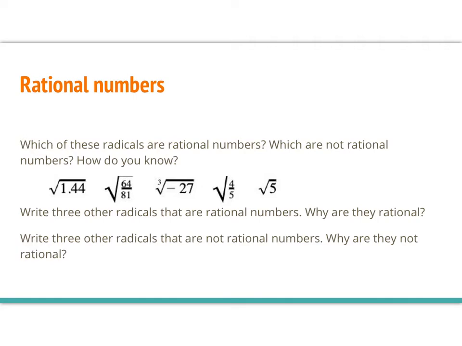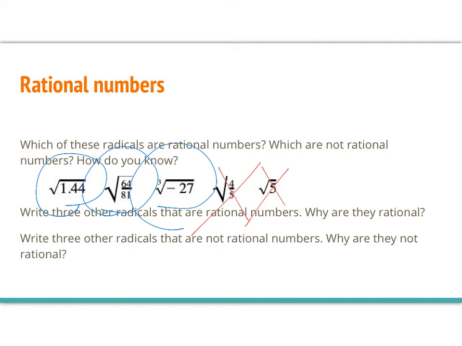Which of these radicals are rational numbers and which are not? How do you know? If you put them into your calculator, you get nice numbers for these three, and you do not get very nice numbers for those. So which other radicals can be written as rational numbers? Basically anything that is a perfect root.